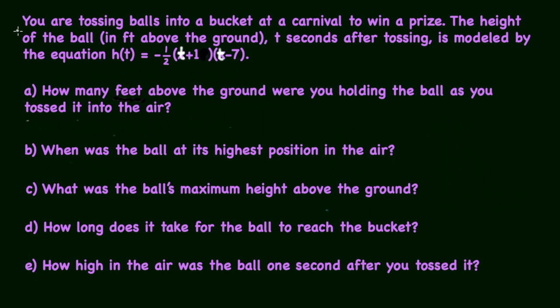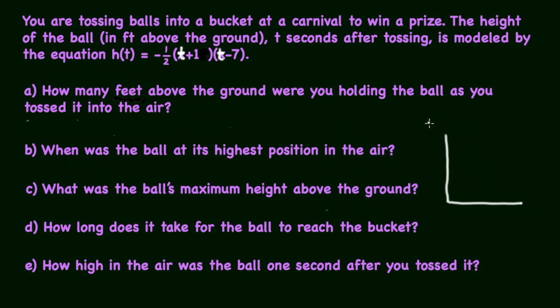So our problem states, you are tossing balls into a bucket at a carnival to win a prize. The height of the ball, in feet above the ground, t seconds after tossing it, is modeled by the equation h of t equals -1/2 times (t plus 1) times (t minus 7). Before we get into these questions, it would be beneficial for us to draw a graph of what we are picturing in the word problem.